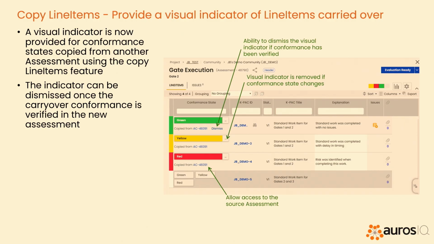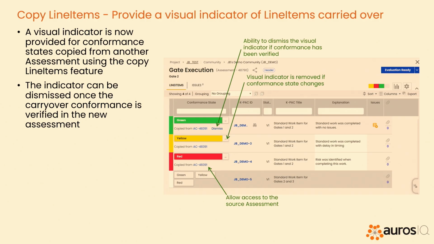So Josh talked on this a little bit earlier. For copy line items, we added a visual indicator to let users know what line items were actually carried over from the previous assessment. If you look at our screenshot, it says copied from the particular assessment. You'll notice that the assessment is blue because it is a hyperlink. So if you click on the assessment ID name, it will open that assessment for you. So if there is a reason you need to look at the two together, you can definitely click on that and open up that previous assessment.